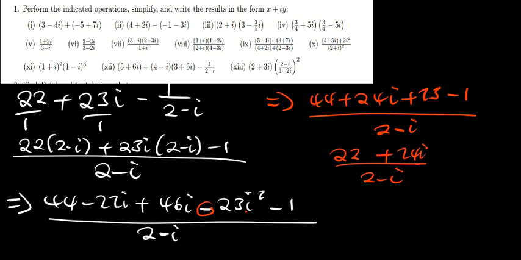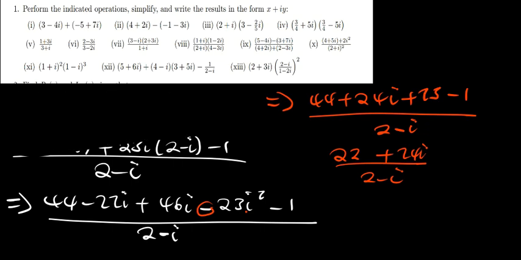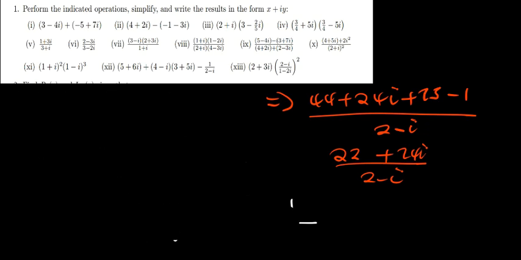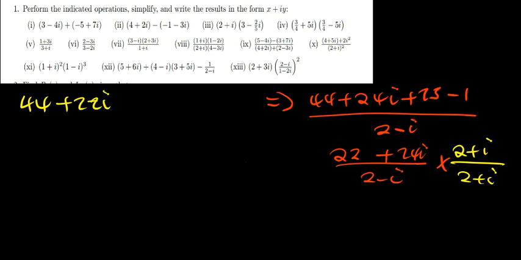Now I conjugate the what? I need to multiply by the conjugate of what? The denominator. So I'll have, let me just do it from here. It will be 2 plus i divided by 2 plus i. So 22 times 2 is 44. I'll write it here. Then 22 times i is 22i.